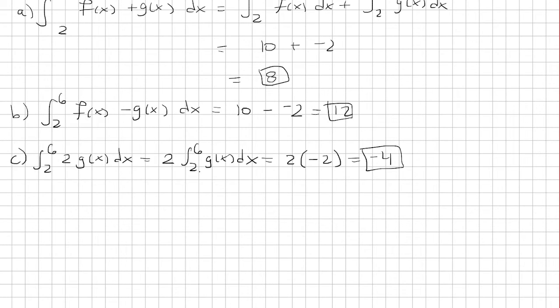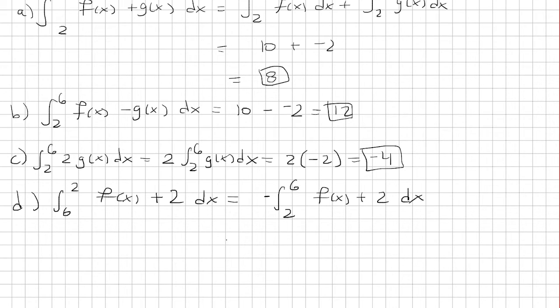For part D, I have the integral from 6 to 2 of f of x plus 2. This one, I can rewrite it as 2 to 6, but when I flip the limits, I have to put a negative sign in front. And now I can break this up into two separate integrals, the first one being f of x, the second one being the constant 2.